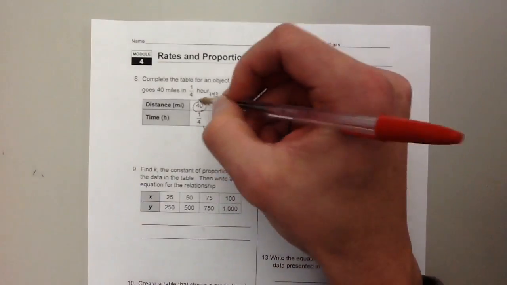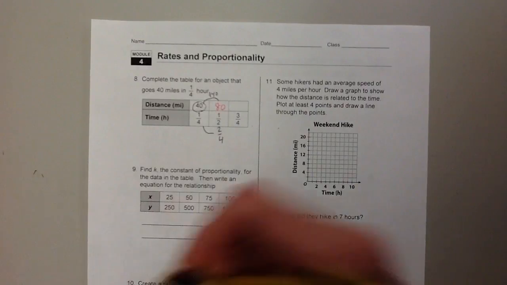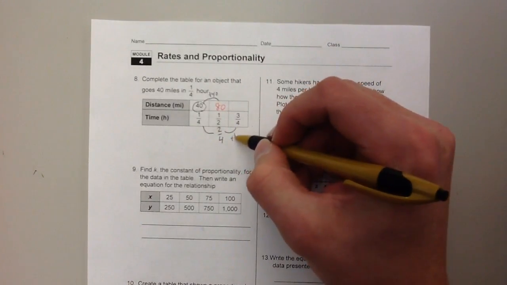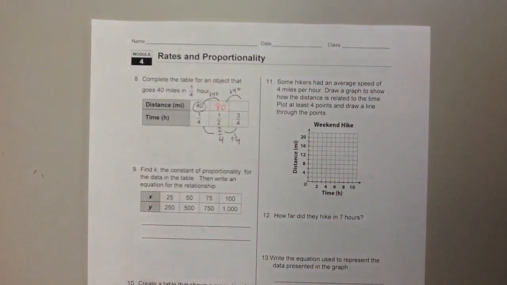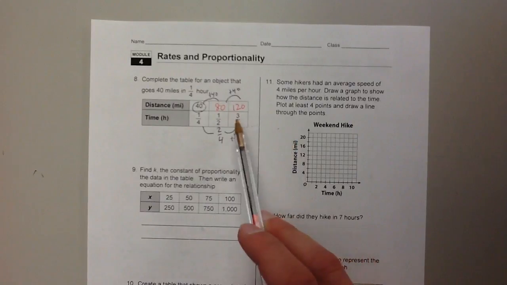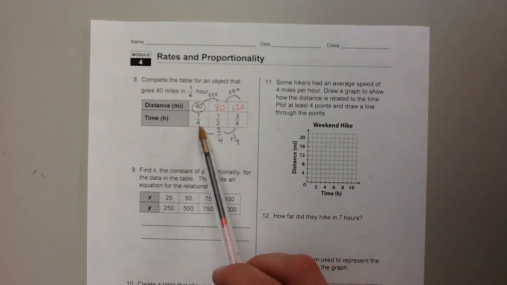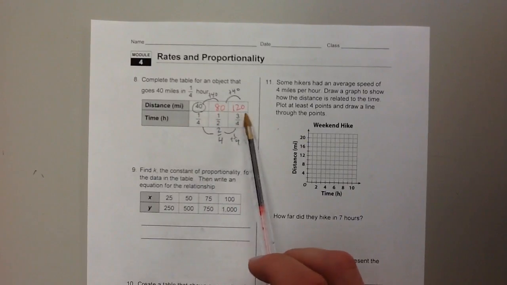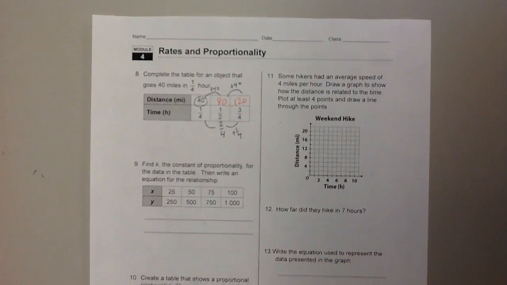And so I can fill in the table with 40 plus 40 is 80. Okay, if I go 1/4 more plus 1/4 more, that means I have to go plus 40 more. So this would be 120. Okay, so each time I go to the right, I add 1/4 of an hour and 40 miles, right? Because that's my rate. For every 1/4 hour, I go 40 miles, and so on the top, I'm counting by 40s, and on the bottom, I'm counting by 1/4.